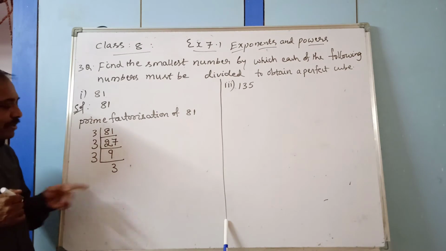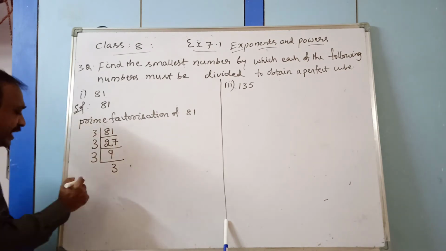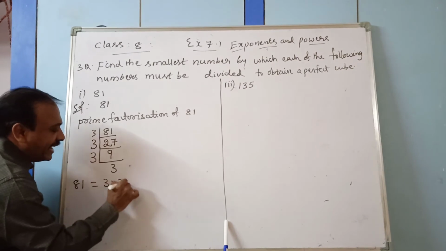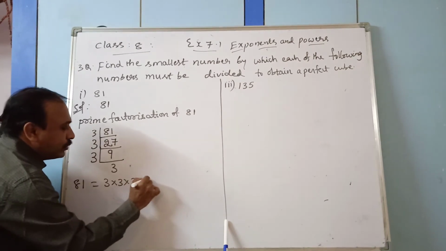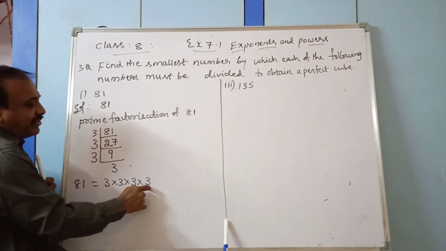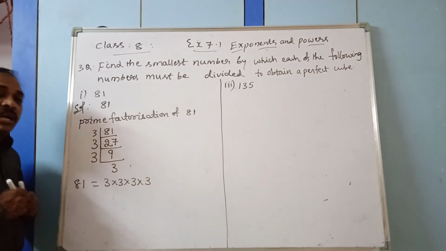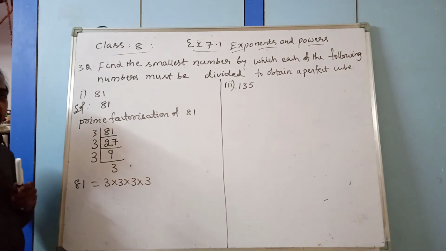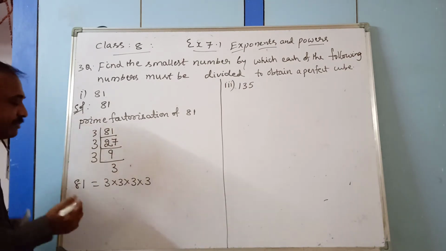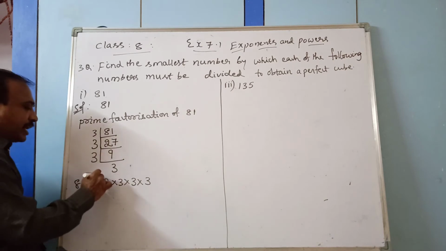We got all the prime numbers, even the last one also. So 81 is equal to 3 into 3 into 3 into 3, 4 times. Observe it: 3 3s are 9, 9 3s are 27, 27 3s are 81. Now look here, but we have to make a perfect cube, meaning triple. Each number factor must be 3 times. So we are arranging into triple groups.